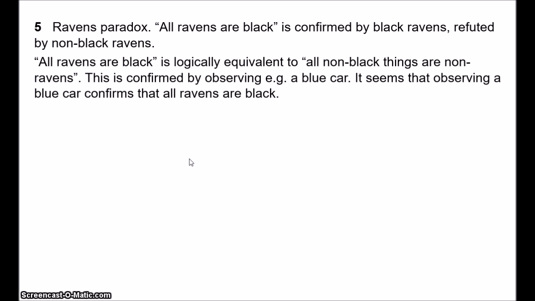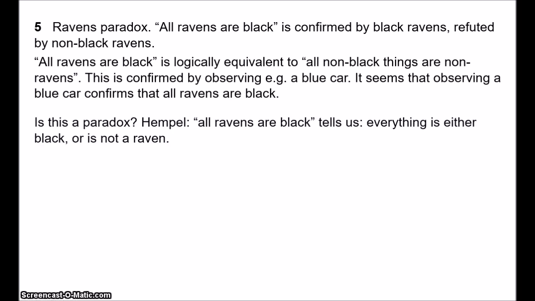Well, Carl Hempel has some interesting comments here. Hempel actually had a somewhat different theory of the nature of scientific confirmation, but his theory also entailed the Raven's paradox. And he says that actually this isn't a paradox at all. Hempel points out that what the claim all ravens are black says is that everything is either black or is not a raven. That all the things in the world, they're either black or they're not ravens. Saying that all ravens are black just means that all ravens are among the black things.